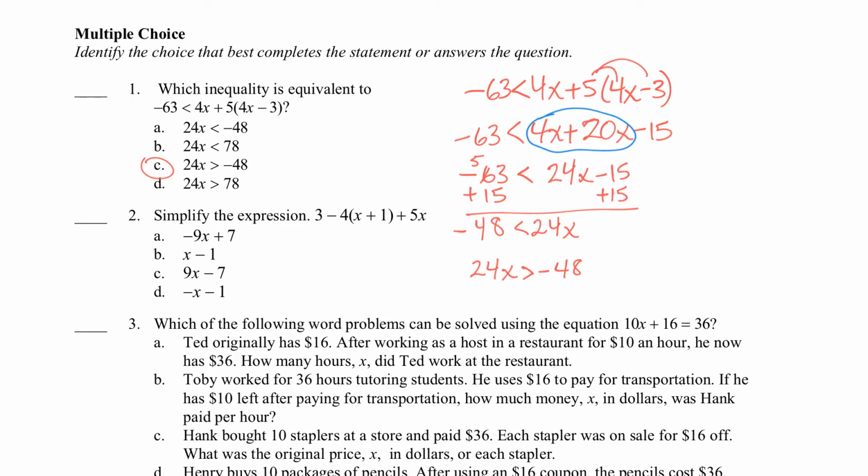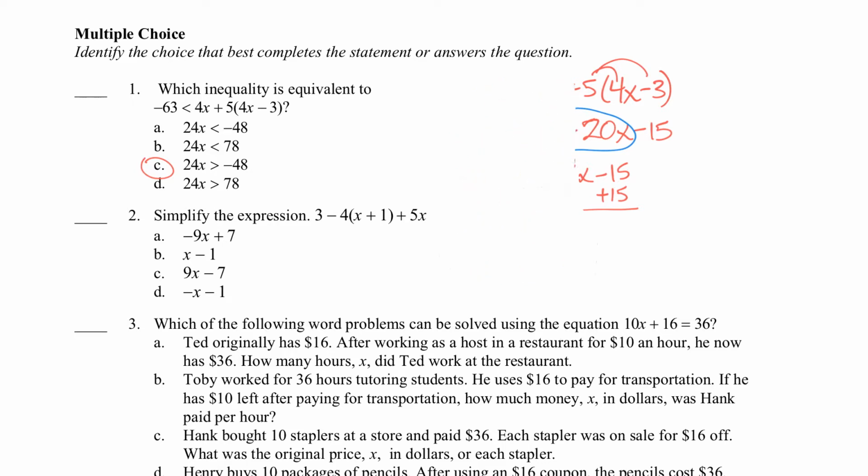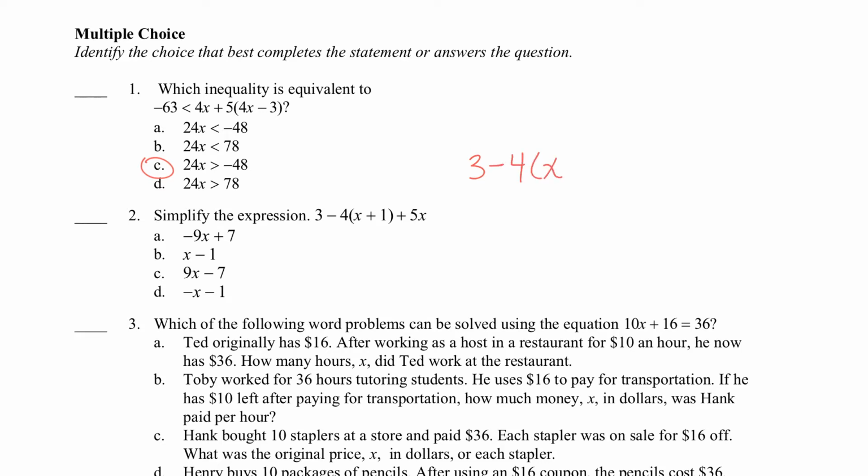Okay, so for the next one, I need some more space, so I'm going to erase some of this stuff here. I got to erase this here. So I got some room to write all my stuff down. And what I got is 3 minus 4 times the quantity x plus 1 plus 5x.